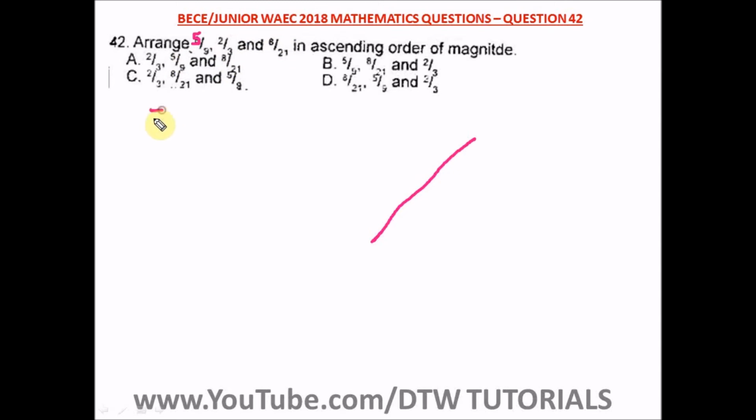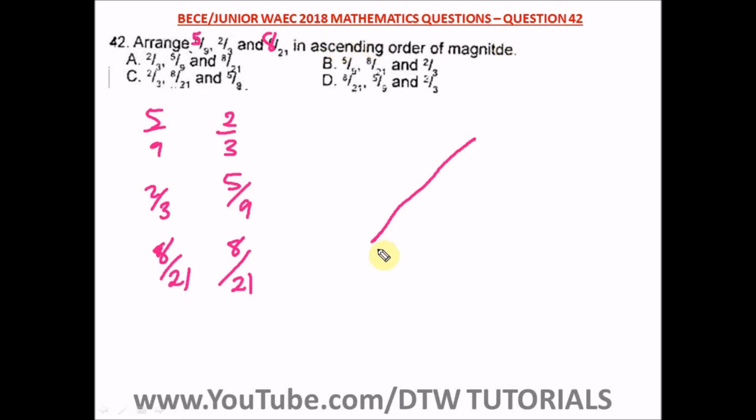So we have 5/9, we have 2/3, we have 8/21. Definitely, 2/3 is the biggest fraction here, followed by 5/9, and finally 8/21. Now it says arrange in ascending order, so from the least to the highest. The least here is 8/21, followed by 5/9, and our highest is 2/3. So we have to arrange it this way.